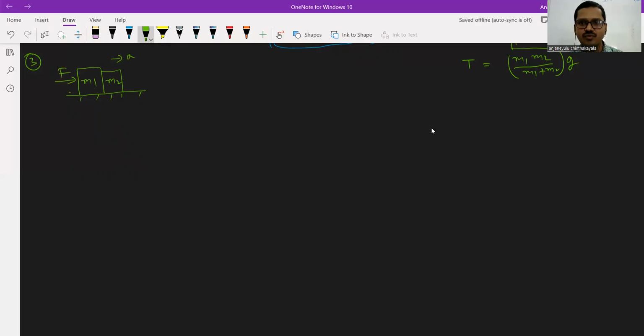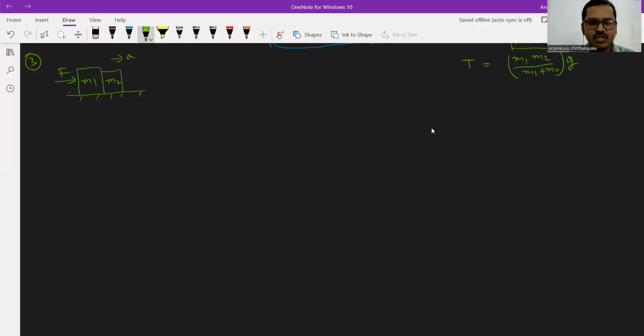Now here, we have to find two values. First, what is the acceleration of the system of two blocks, and second, the contact force: how much contact force develops between the two blocks M1 and M2. We know the two blocks are in contact with each other, so a contact force develops between the two objects, and we have to find that contact force also. First, I apply the same concept: the resultant or net force acting on blocks M1 and M2. After adding those two equations, we'll get the acceleration.